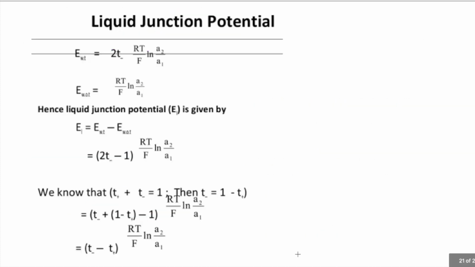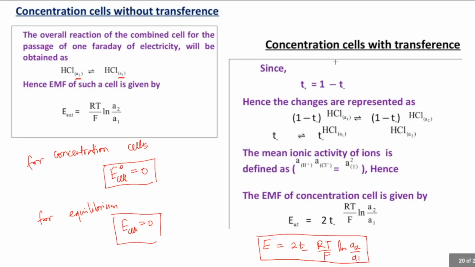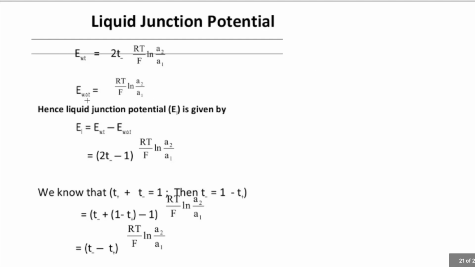Liquid junction potential. If you have a liquid junction potential in the cell, that means it will be in concentration cells with transference. For that, you just have to take the difference between the EMF with transference and without transference. So EMF with transference minus EMF without transference will give you the liquid junction potential. EL is the potential of the liquid junction.